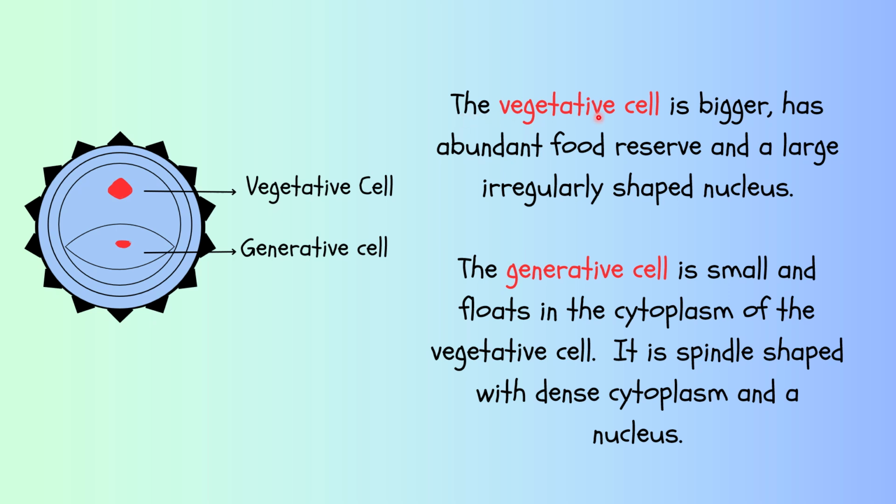The vegetative cell is bigger, has abundant food reserve and has a large, irregularly shaped nucleus. And the generative cell is small and floats in the cytoplasm of the vegetative cell. It is spindle-shaped with dense cytoplasm and a nucleus. So the vegetative cell is bigger and the generative cell is small.